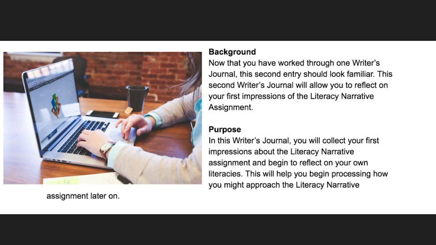What else is happening in this image? In the picture, we can see 3 different communication modes or technologies. We have a laptop, a cellular phone, and at the edge of the image, we can see a notebook. This might underscore the idea that there is not one type of literacy. Instead, as we've already discussed, there are multiple literacies.